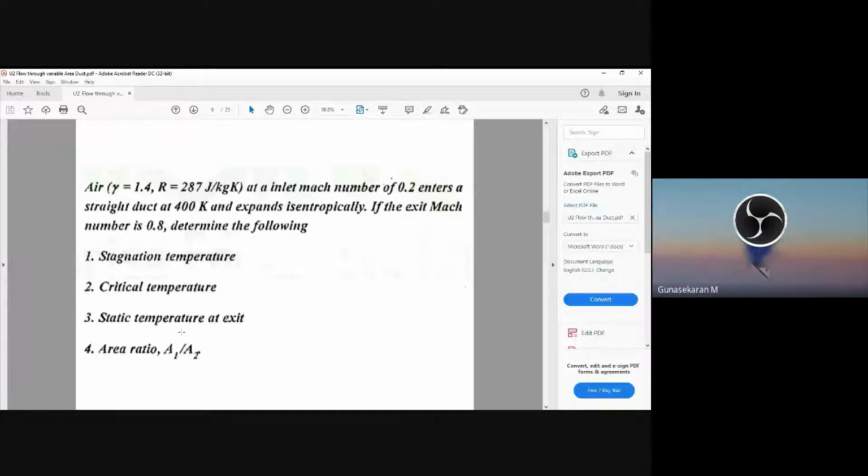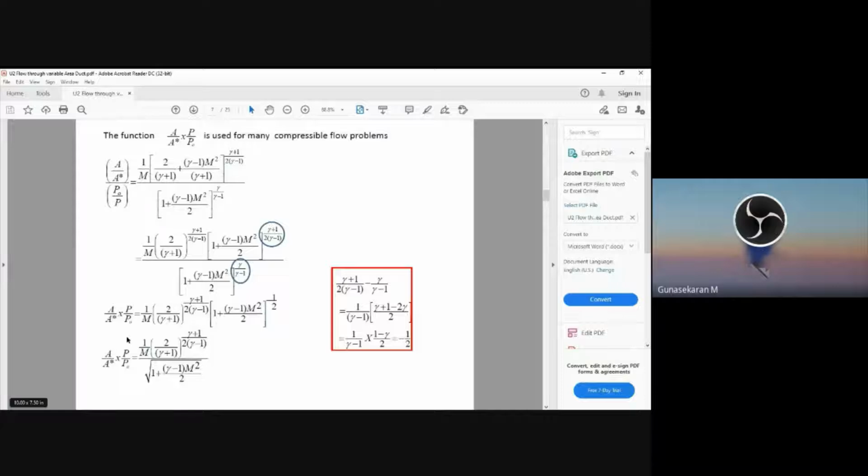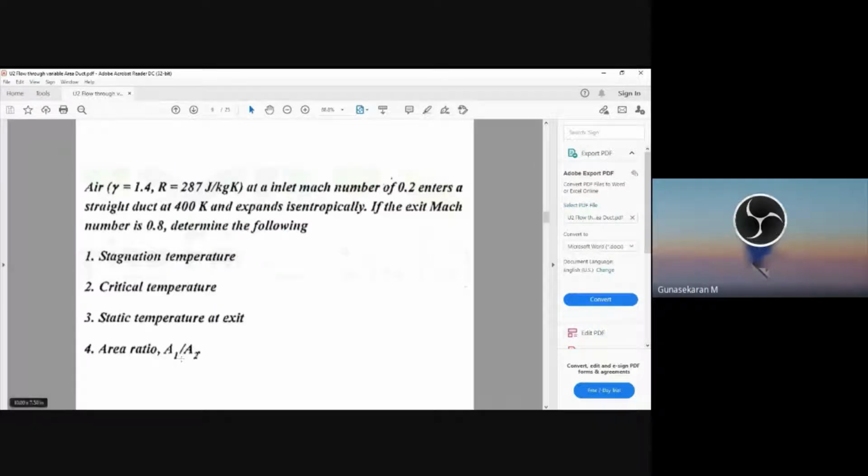For finding the area ratio, what we saw just now will be very much useful. We have one equation for A by A star. From this we can find two things: A1 by A star, then A2 by A star. Then if you divide one over the other, you will get the area ratio, that is nothing but A1 by A2. So let's see how we are going to find the value.